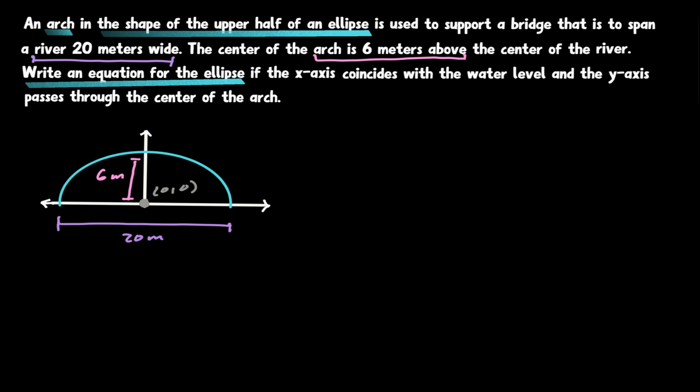Now what we would like to do is to write an equation for this ellipse. And notice that we have the correct orientation. The x-axis coincides with the water level, and the y-axis passes through the center of the arc. So here we have an ellipse where the major axis is horizontal.